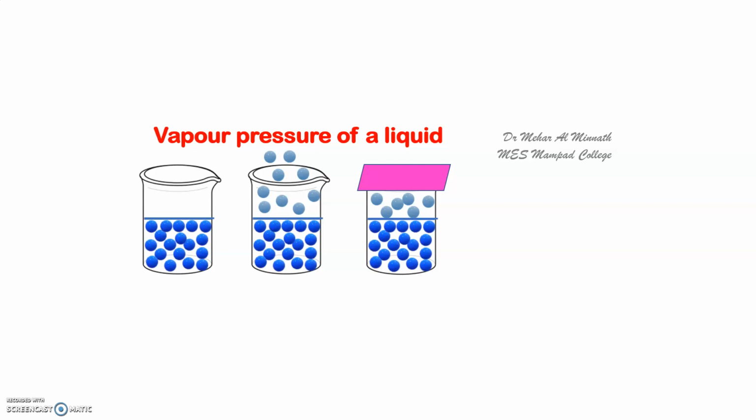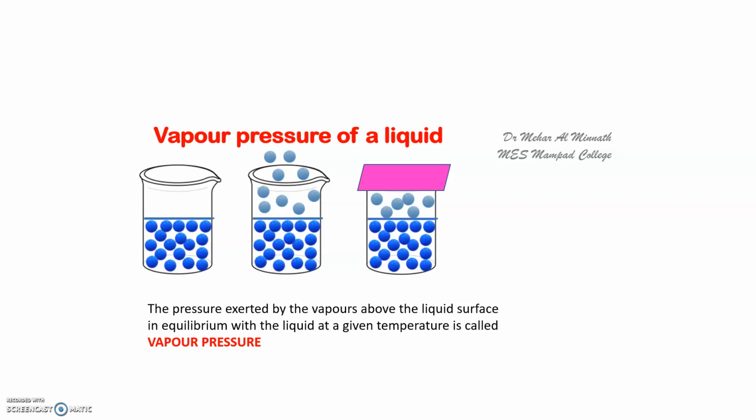So every liquid has its own characteristic vapor pressure. Alright, the pressure exerted by the vapors above the liquid surface in equilibrium with the liquid at a given temperature is called vapor pressure. Now we usually say that the vapor pressure of a liquid depends upon the nature of the liquid and also upon the temperature, and it is designated as P0 solvent, that is, vapor pressure of pure solvent. Or usually when we talk about a solution, we represent the solvent as A, and we put it as P0 A when we discuss the derivations.